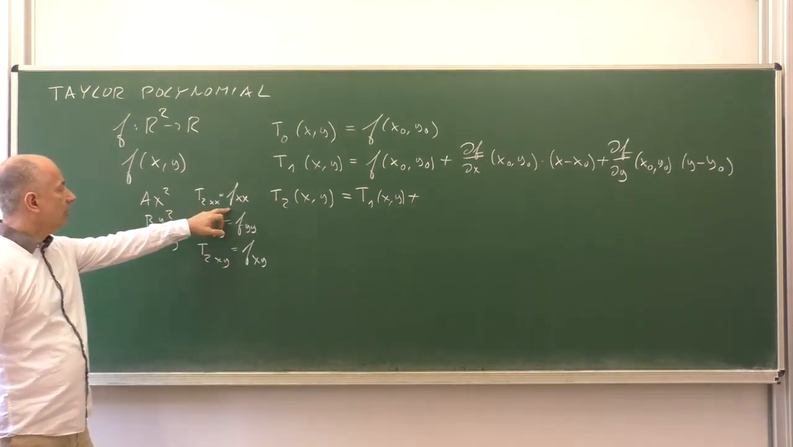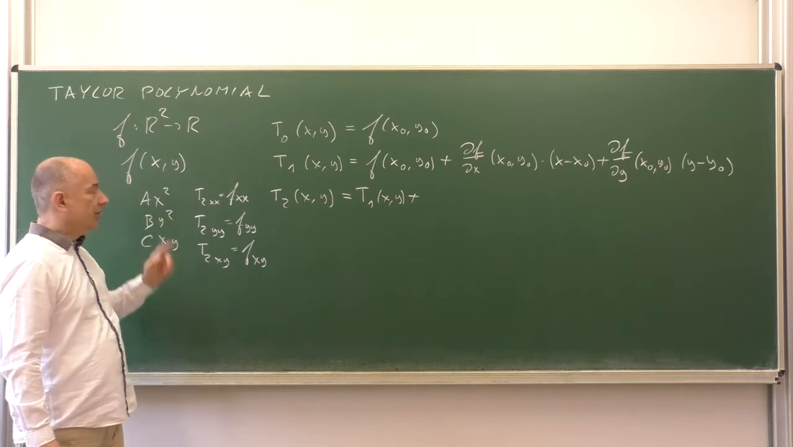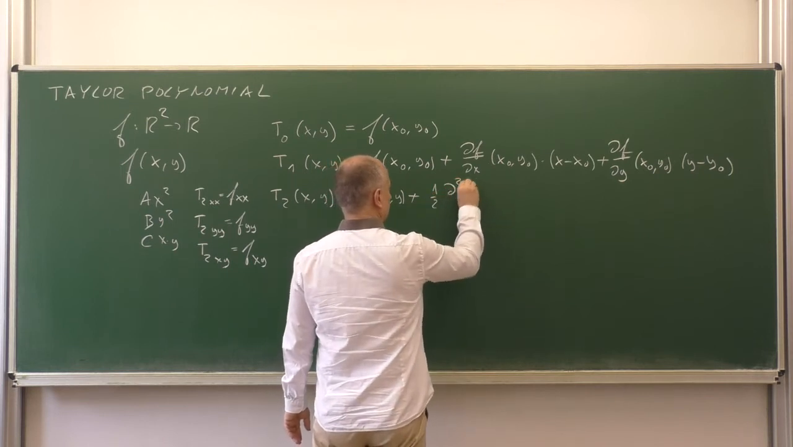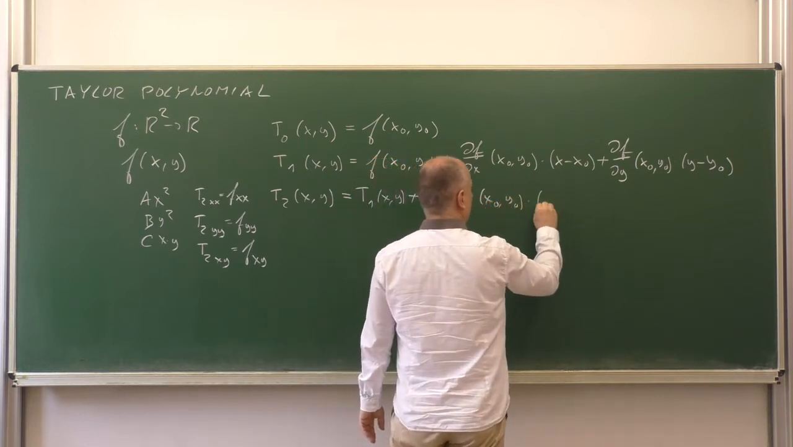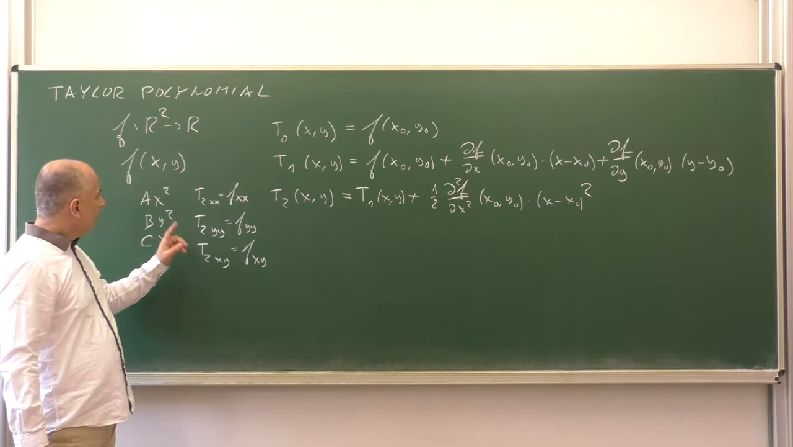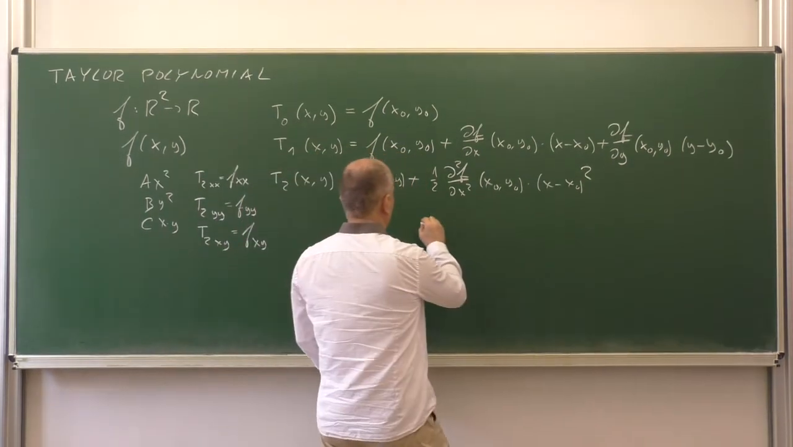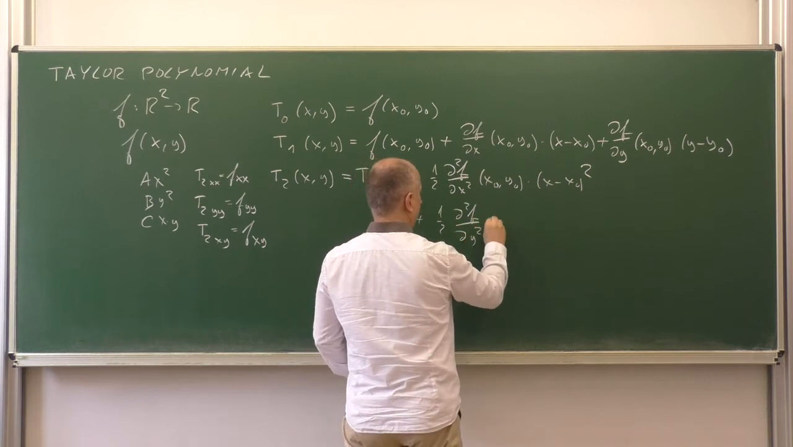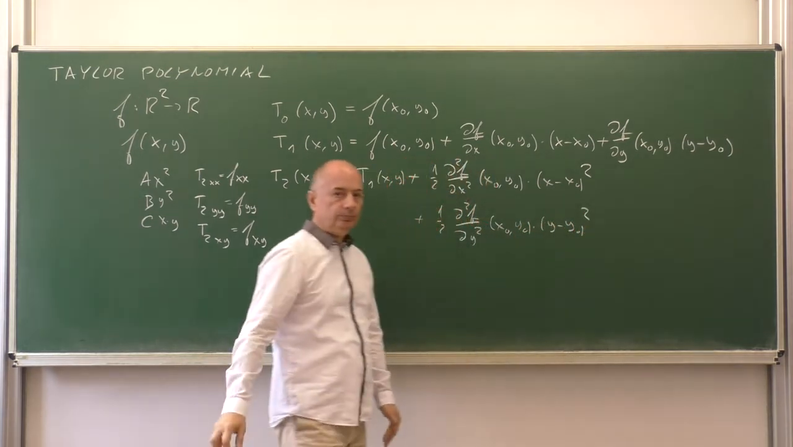Well, this is a similar computation as for the Taylor polynomial for a function of one variable, and it turns out that a should be 1/2 of the second derivative at the point x0, y0 times x minus x0 squared. This is also simple. This is the same, just instead of x we have y. So we add 1/2 of the second derivative with respect to y at the point x0, y0 times y minus y0 squared.